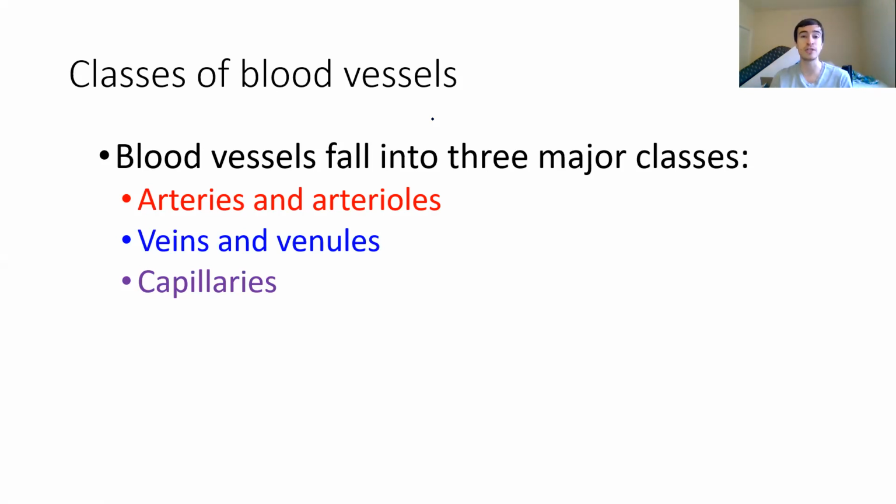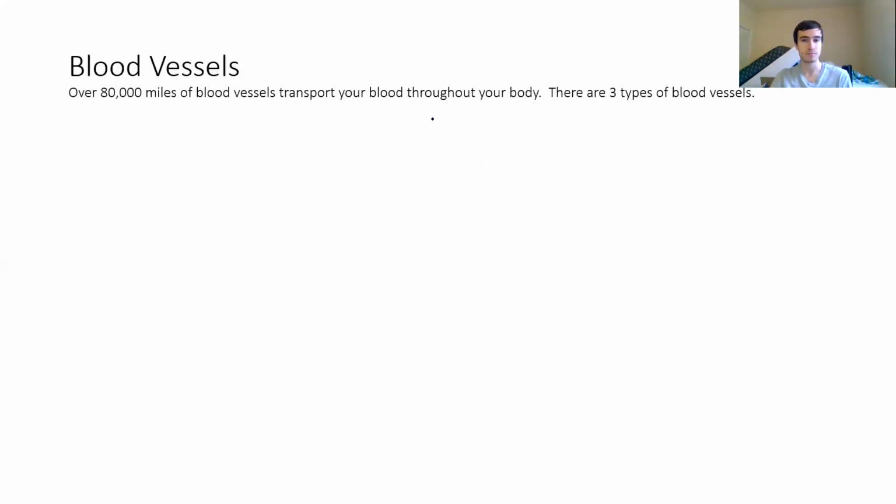So we have our arteries and their smaller version, the arterioles. We have the veins and the smaller version, the venules, and the capillaries, which are where the arteries and the veins meet in these very, very tiny little tubes. If you took all of your blood vessels and laid them end to end, there'd be over 80,000 miles of blood vessels that transport blood throughout your body.